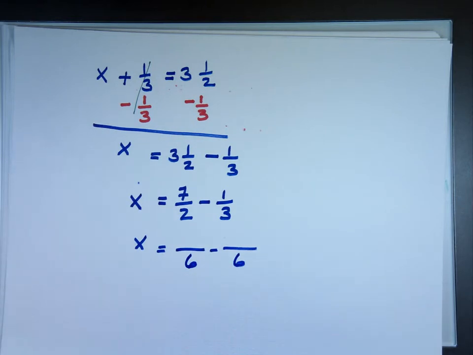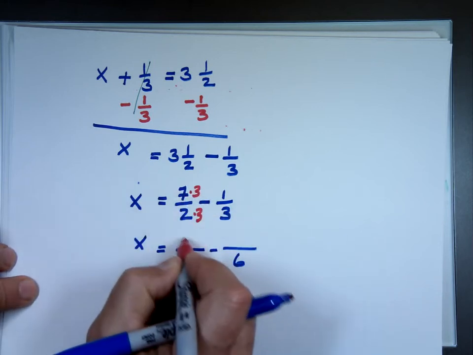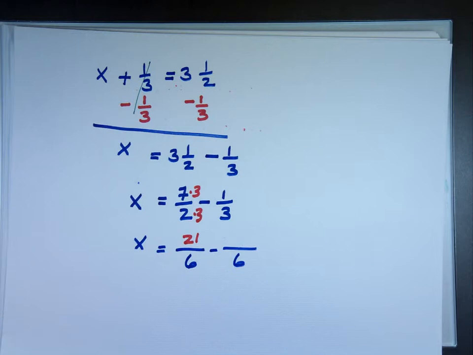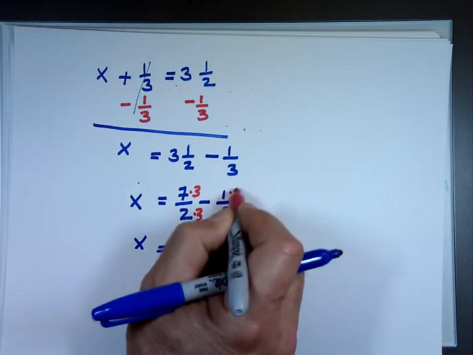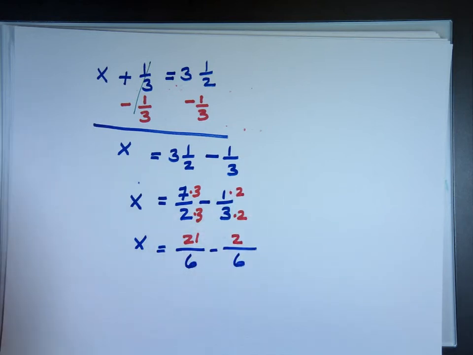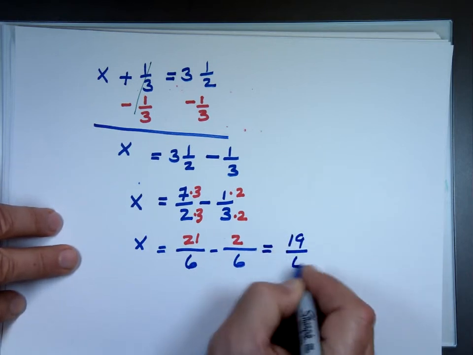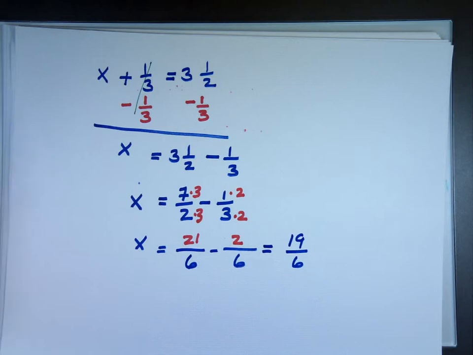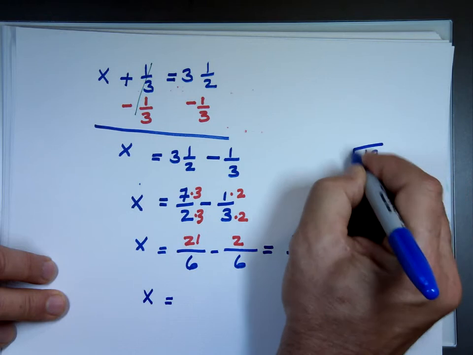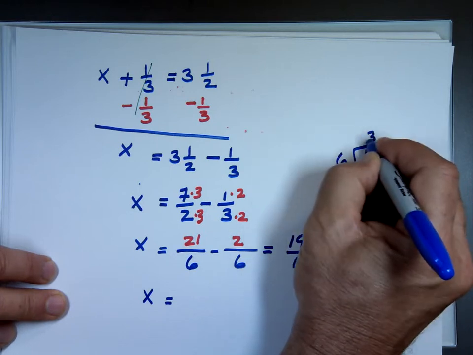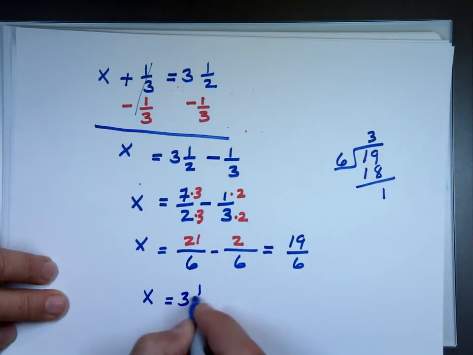That means I will have to multiply the 2 by what to make it 6? 3. 7 times 3, that's 21. I have to multiply the 3 by 2 to make it 6. What's 21 minus 2? 19/6. Now we probably have to change that to a mixed number. So what is 19 divided by 6? That's 3. 3 times 6 is 18. What's the remainder? 1. 3 and 1/6.